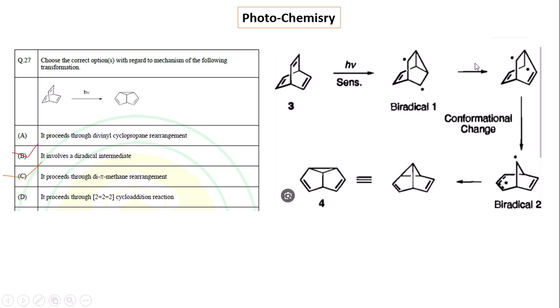which undergoes cleavage in that way, and the radical comes here and produces this radical, and these biradicals, after rearranging, give this compound. This is the biradical, and this biradical after addition with the bridging atom gives this product, and after rearranging we get that. So the intermediate involved must be a direct radical intermediate, going through the di-pi-methane rearrangement.